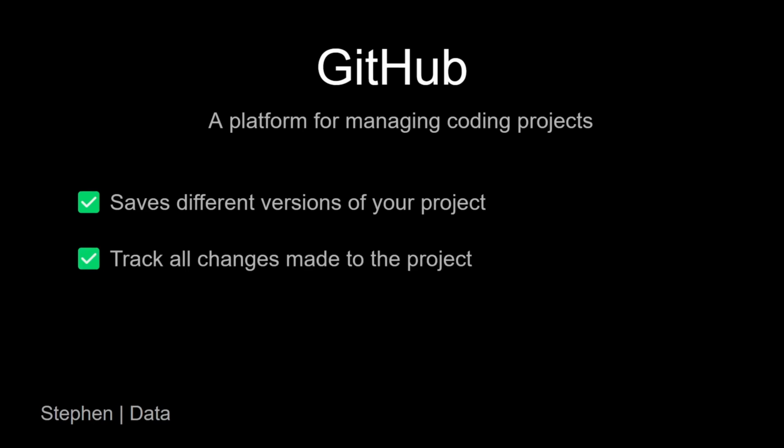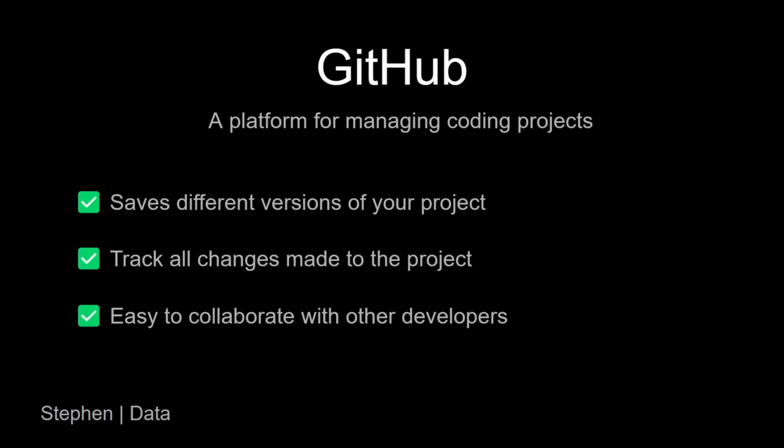And if you're working on a team project, GitHub makes it easy for everyone to work together. Other developers can copy or clone your project and work on their versions using something called feature branches, and then submit their changes for review. So this avoids someone from overwriting someone else's work.